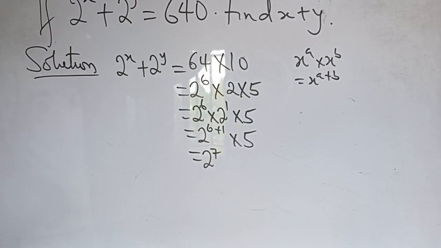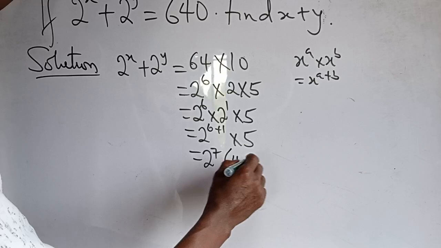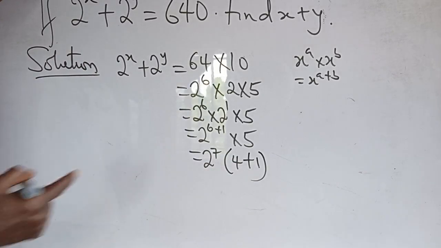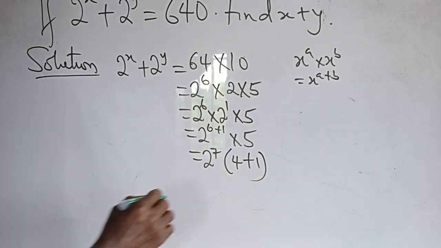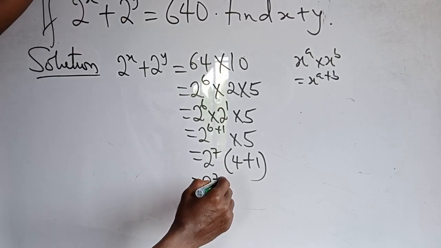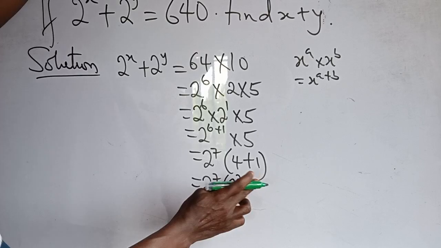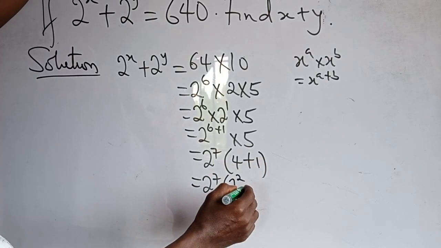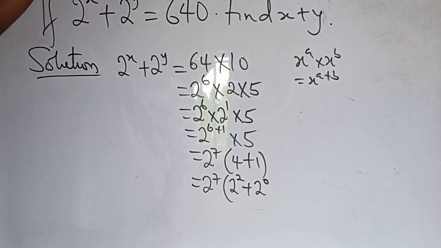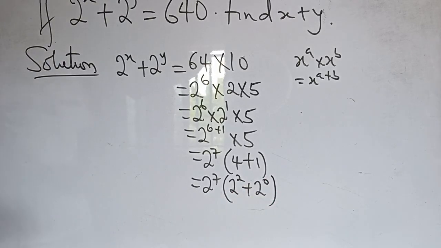Now, there is a way of getting 2 from 5. Yes, 4 plus 1 is 5. Beautiful. So you can say, in bracket, 4 plus 1. That means 4 plus 1 is now 5. So you can have 2 raised by 7 multiplied by 2 raised by 2, because 2 raised by 2 is now 4, and anything raised by 0 is 1. So you can write 2 raised by 0 here. I hope you understand that. You understand what I did there?